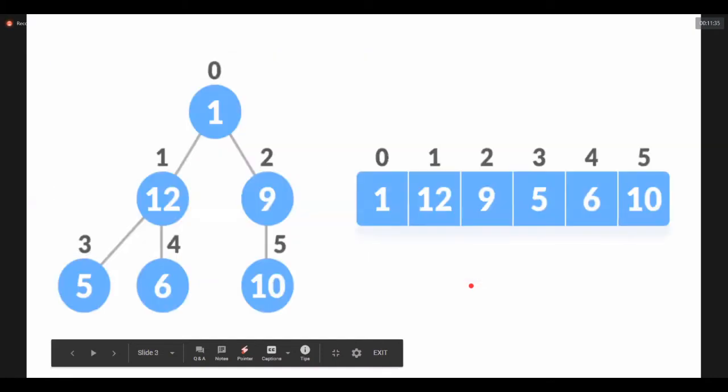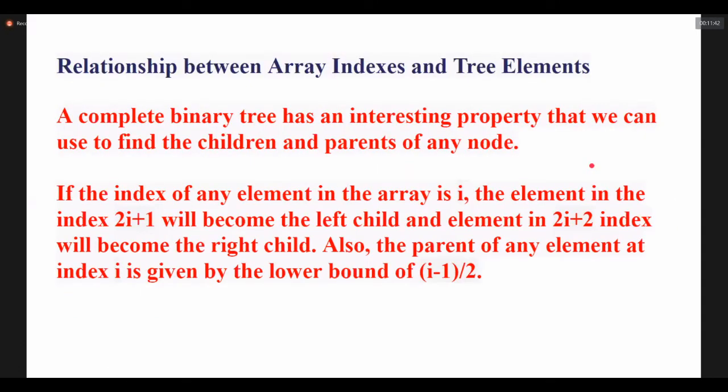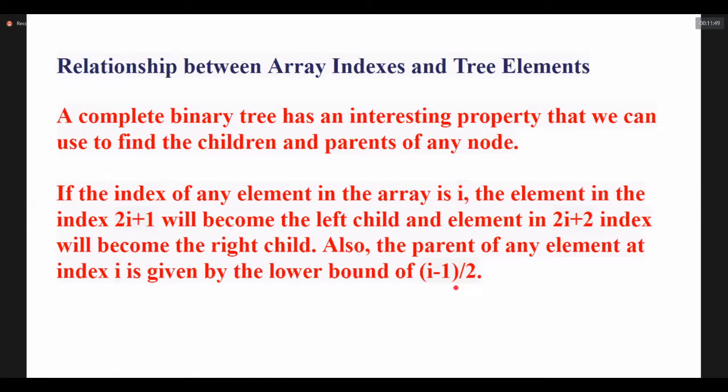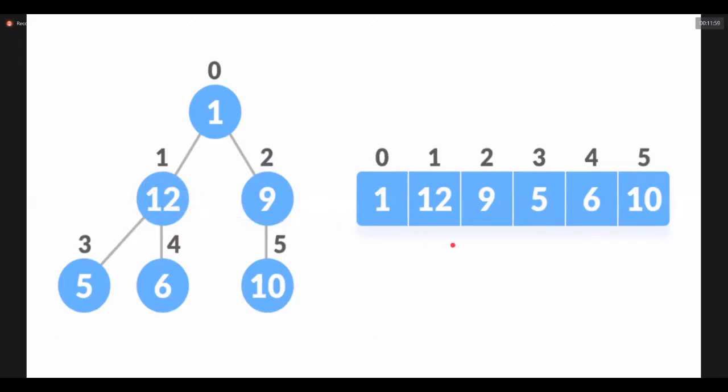For example, what is the parent of this 6? The index of 6 is 4. The formula is (i minus 1) by 2. So 4 minus 1 means 3, and 3 by 2, taking the integer value, is 1. So index 1 is the parent of 6. What is the element at index 1? It is 12. So 12 is the parent of 6.